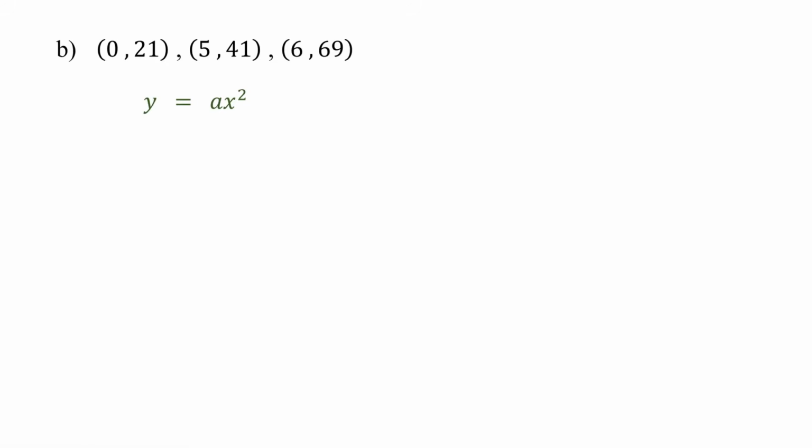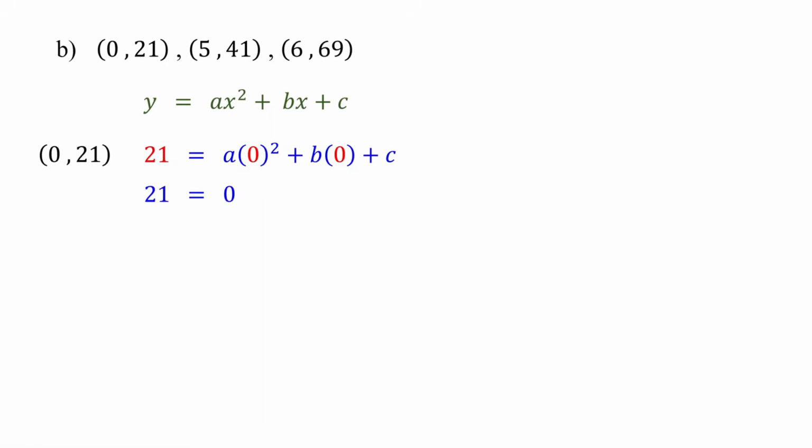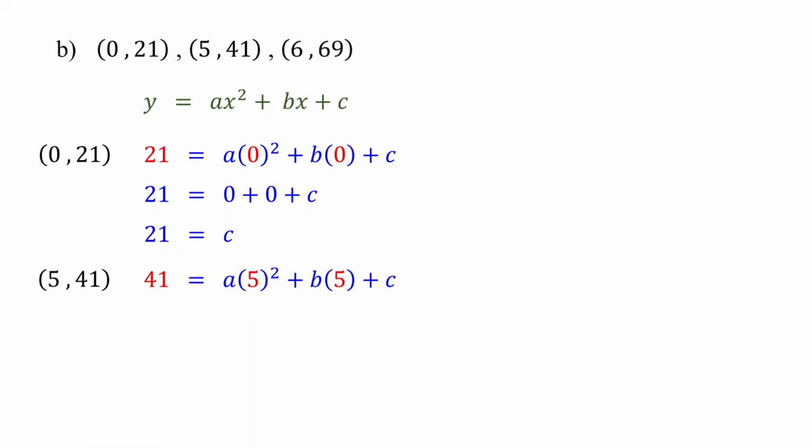First, substitute each given point into the standard form of a quadratic function and simplify. For the first point, substitute 0 for x and 21 for y. This simplifies to c equals 21, right? For the second point, substitute 5 for x and 41 for y. 5 squared equals 25, right?